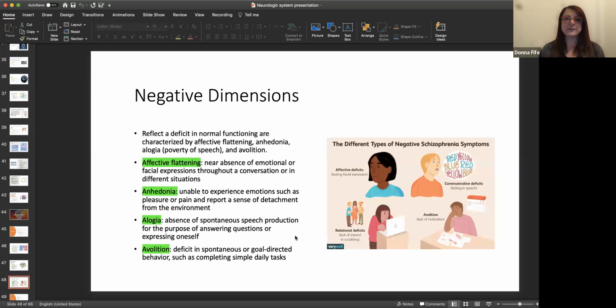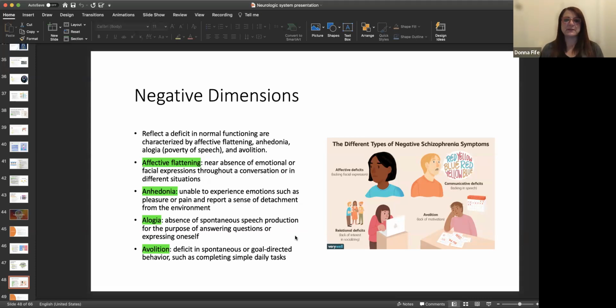Negative dimensions with schizophrenia reflect a deficit in normal functioning and are characterized by affective flattening, anhedonia, alogia, and avolition. A closer look at those. Affective flattening is a near absence of emotional or facial expression throughout a conversation or in different situations. Anhedonia is being unable to experience emotions such as pleasure or pain and reporting a sense of detachment from the environment.